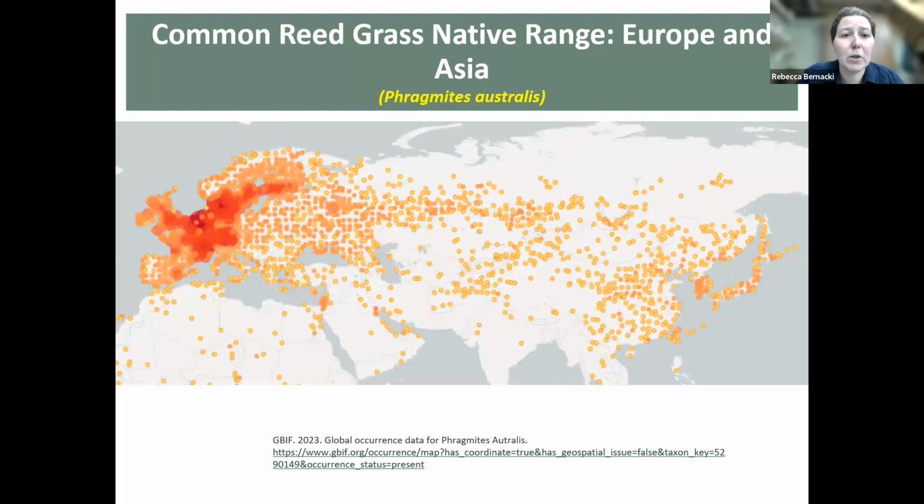Phragmites is native to Europe and Asia, so this is just a map showing some global occurrences of the species, and you can see that high density of plants that have been reported in Europe.